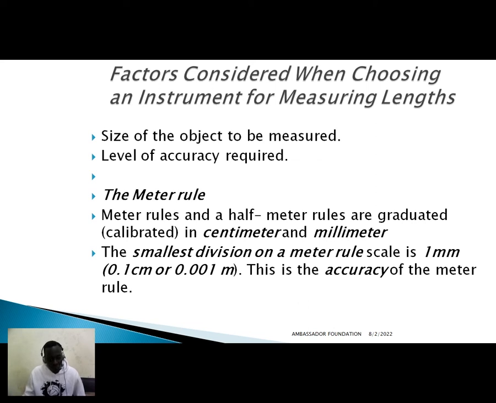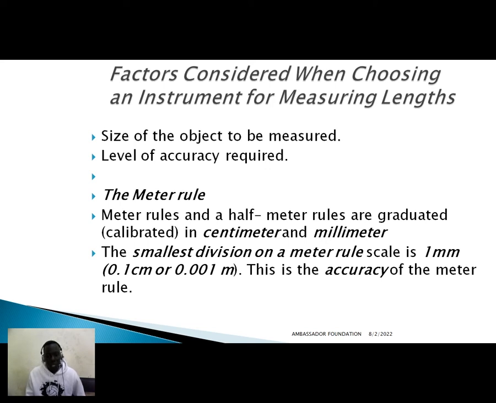If it is very long, for example, you want to measure a football field, you will not use a meter rule, you will not use micrometer screw gauge, you will not use a vernier caliper, you use a tape measure. And to be specific, the surveyor's tape measure. The other one is the level of accuracy required. If you just want an approximation, you can use any instrument. But if you want the most detailed information about the length, then it means that you have to choose the right instrument for measuring it.